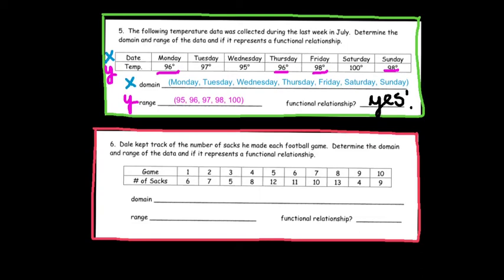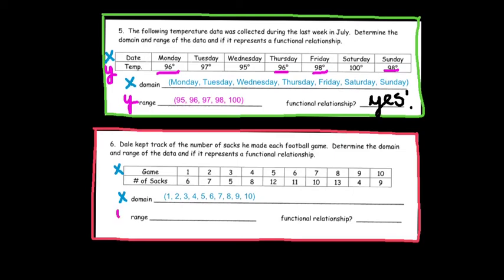All right, let's take a look at number 6 now. It says Dale kept track of the number of sacks that he made for each football game, and it asks us again to determine the domain and range. So again, domain are all the x values. That's going to be the top values in my table, so the number of games. When we look at this, we're going to look at all of the numbers, which looks like 1 through 10. We're going to write it in increasing order, and we're not going to repeat any numbers. So my domain would be numbers 1 through 10 in that order, separated by commas and in parentheses. And that's the number of games, or game 1 through game 10.